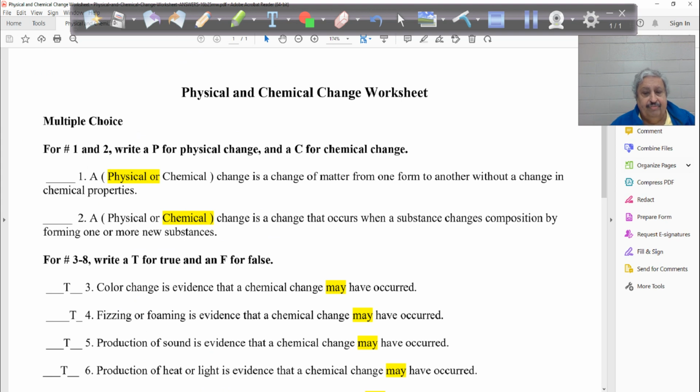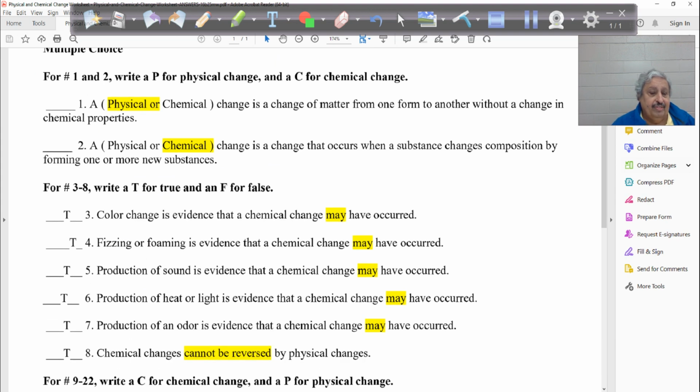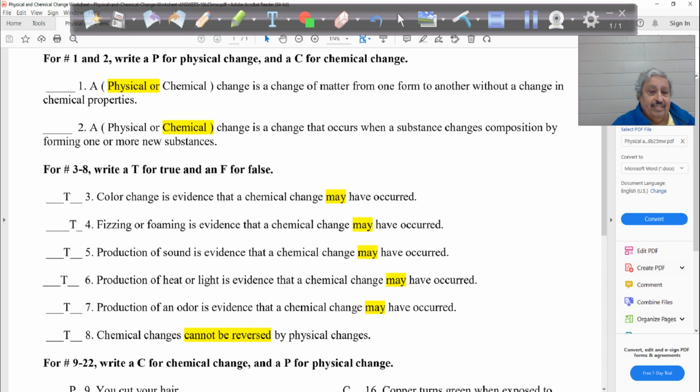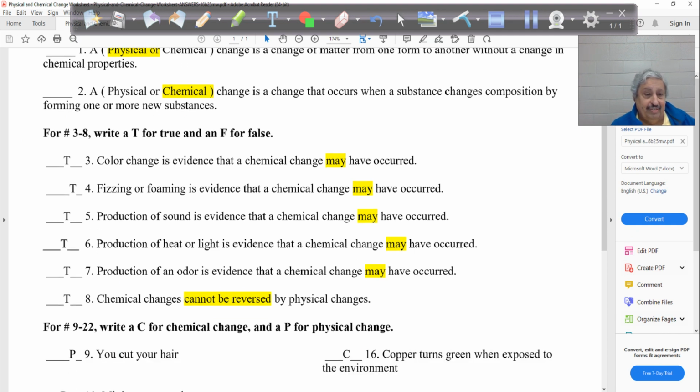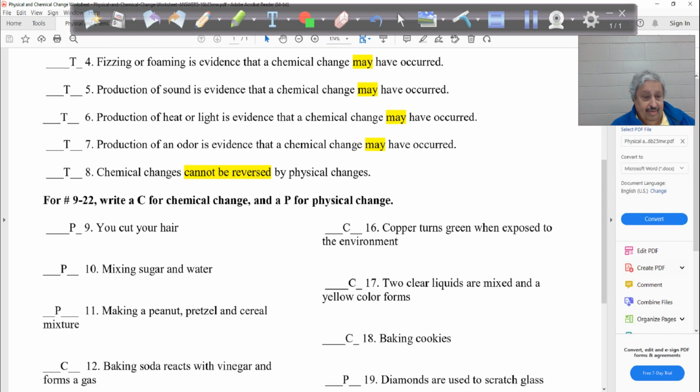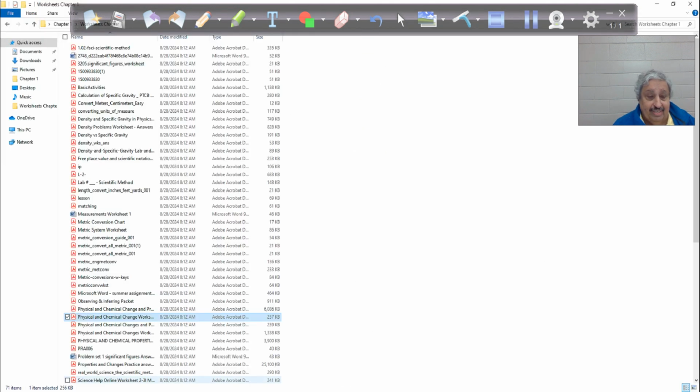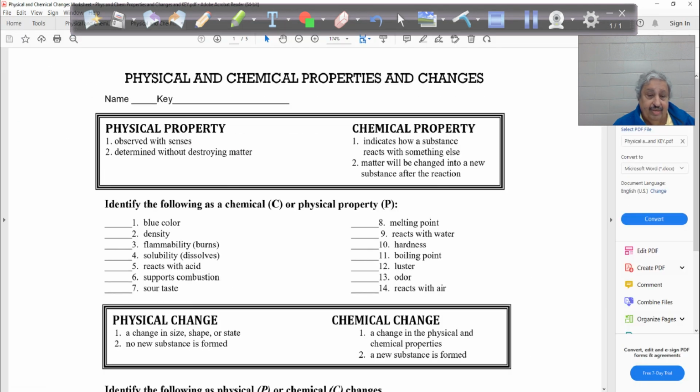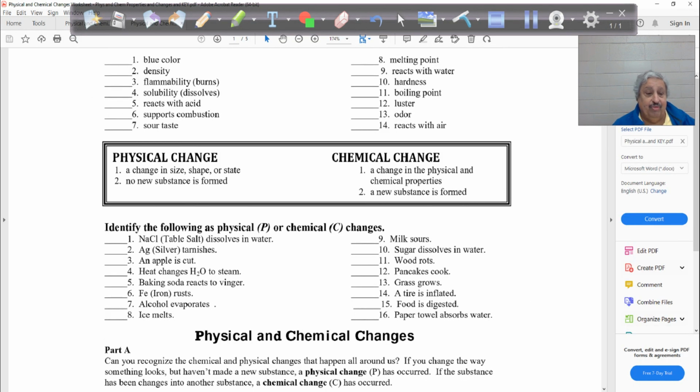Here, for example, the answers are already given to you. So this is the answer here given to you. You can look at this worksheet with all the answers given to you. How about one that does not have an answer? This is the one we started last time. We finished this part here.